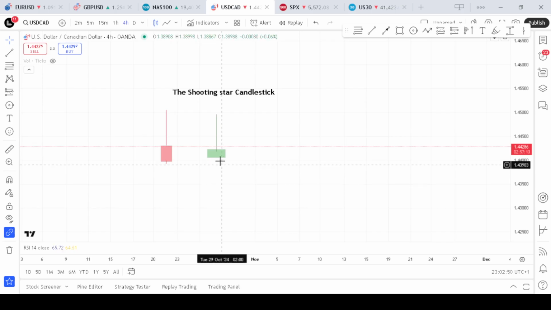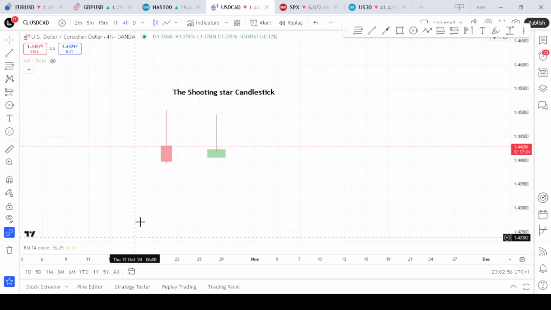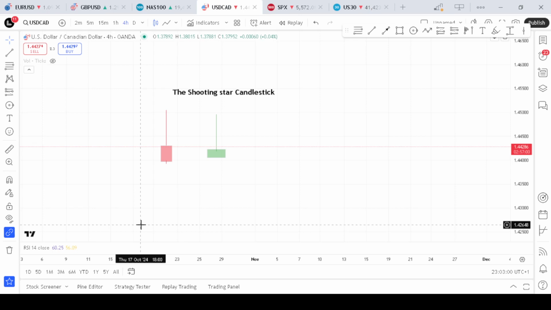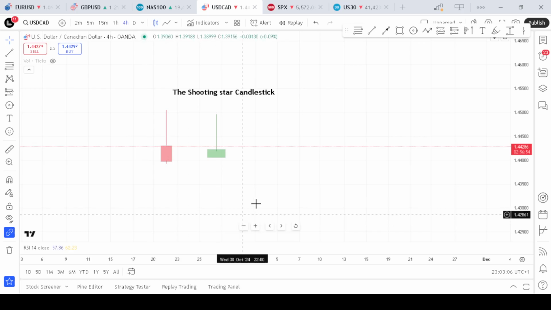It typically appears at the top of an uptrend. This pattern suggests that buyers pushed price higher during the session, but by the close, sellers have driven the price back down near the opening level.